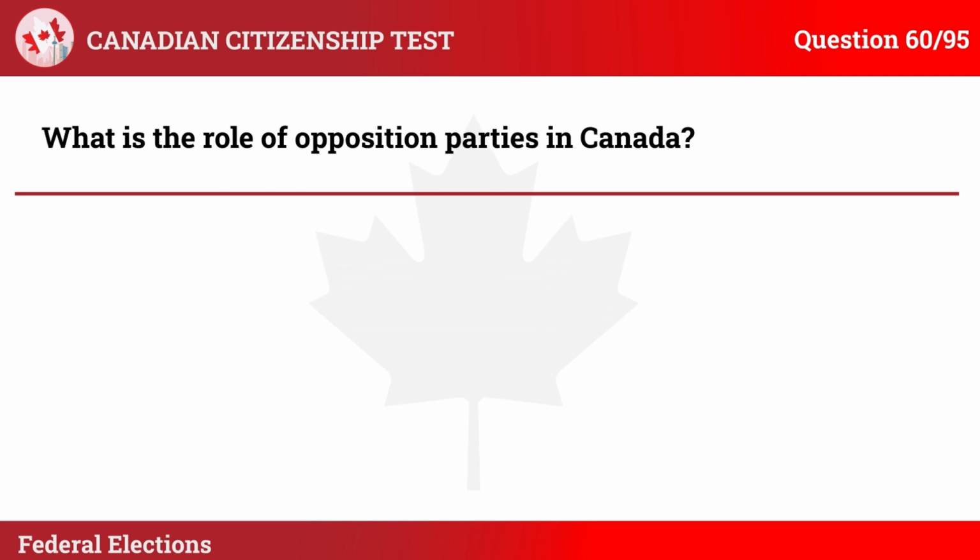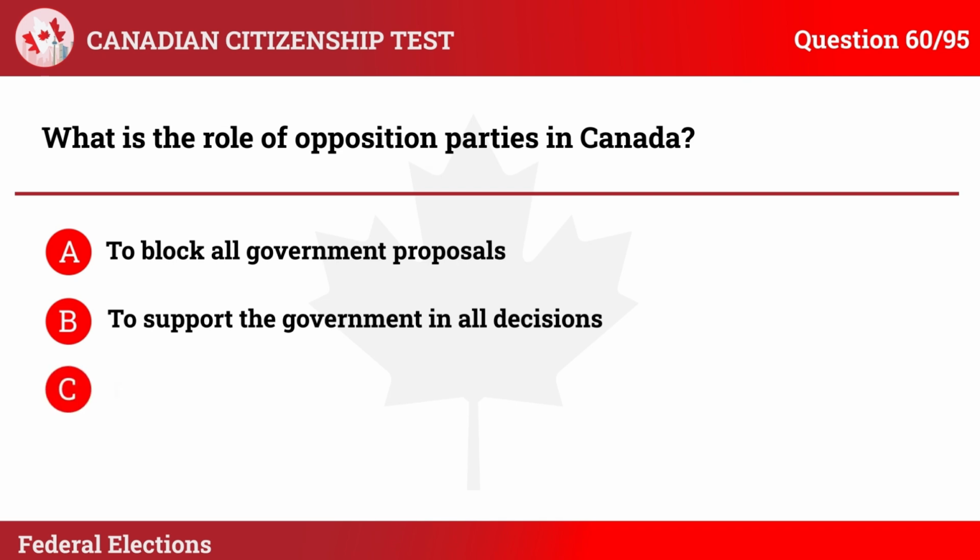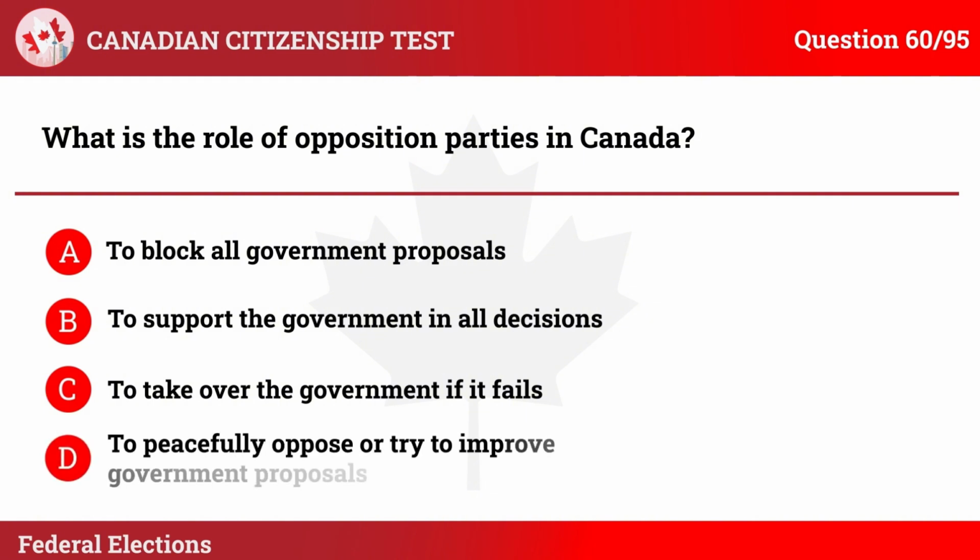What is the role of opposition parties in Canada? A. To block all government proposals. B. To support the government in all decisions. C. To take over the government if it fails. D. To peacefully oppose or try to improve government proposals.